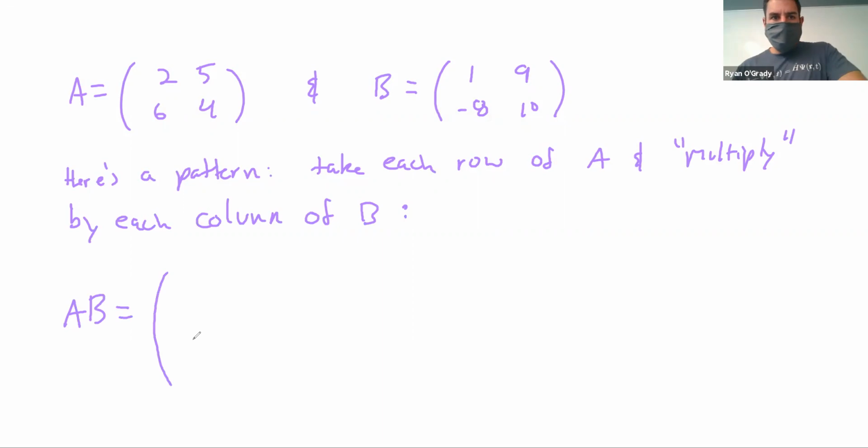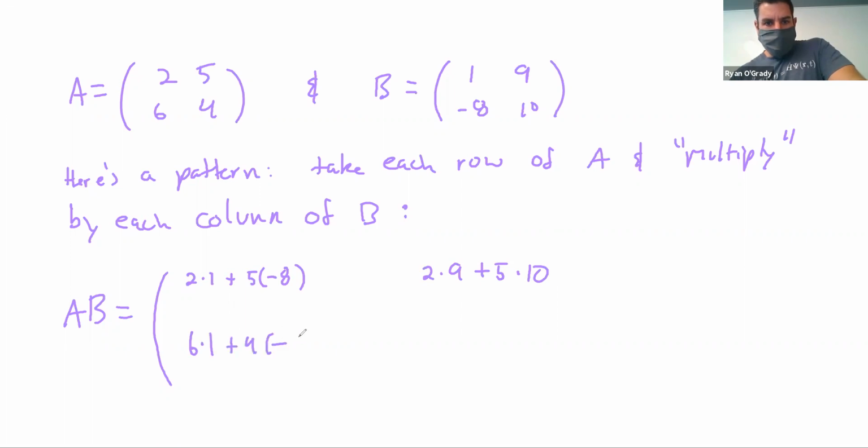If I take the first row, it is 2 times 1 plus 5 times -8. Now, what's the first row times the second column? That is 2 times 9 plus 5 times 10. Now I do the second row. It would be 6 times 1 plus 4 times -8, and then it's 6 times 9 plus 4 times 10.